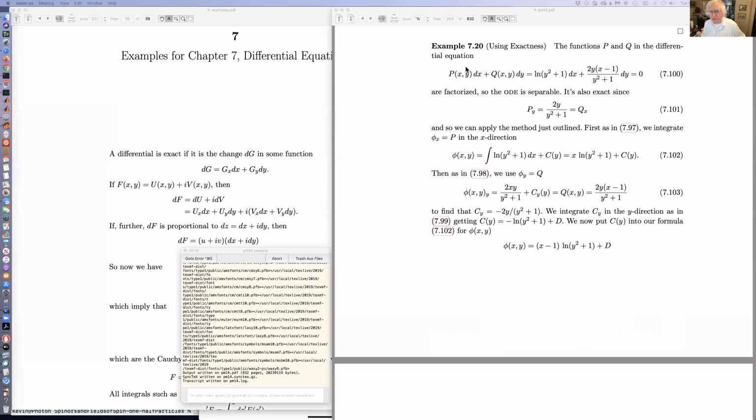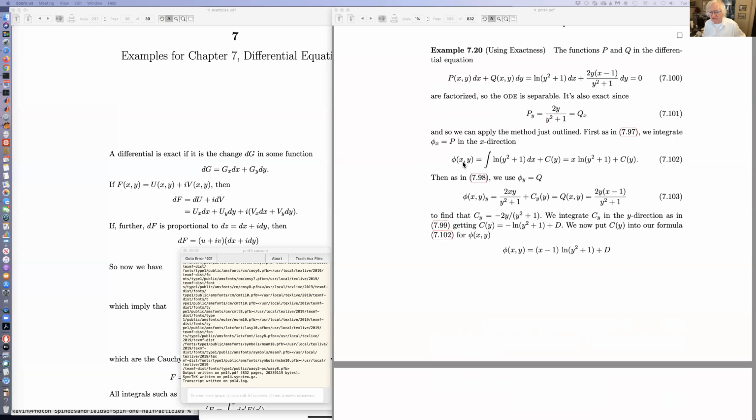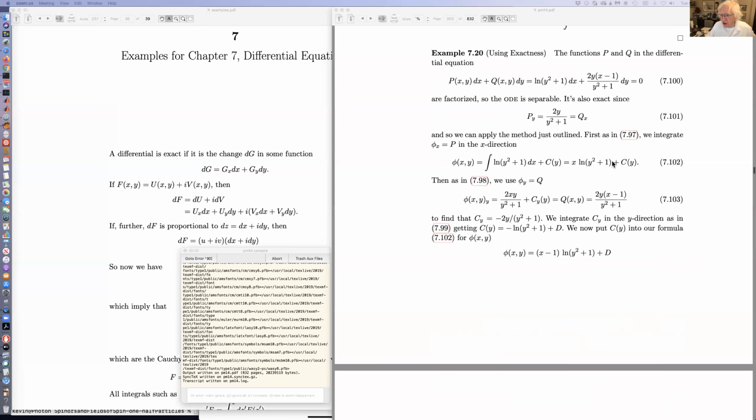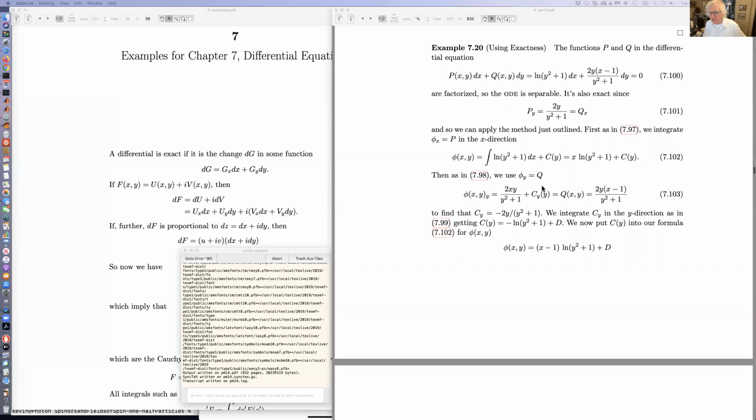We integrate p in the x direction, and we get phi of x, y is the integral of this plus c of y, and that's just x times log of y squared plus 1, plus c of y. Then we use the fact that the y derivative of phi is q, so we differentiate this and we get that. But on the other hand, that's q, and we know what q is, it's this thing here. And so we set all these things equal, and we find that the y derivative of c is this.